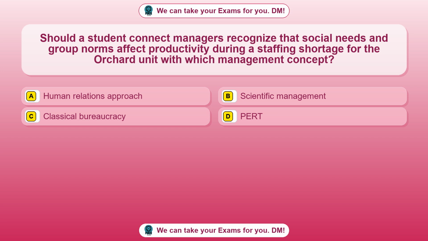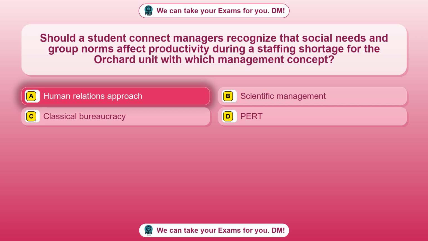Question 26. Should a student connect managers recognize that social needs and group norms affect productivity during a staffing shortage for the Orchard unit with which management concept? Option A. Human relations approach. Option B. Scientific management. Option C. Classical bureaucracy. Option D. PERT. The correct answer is option A.